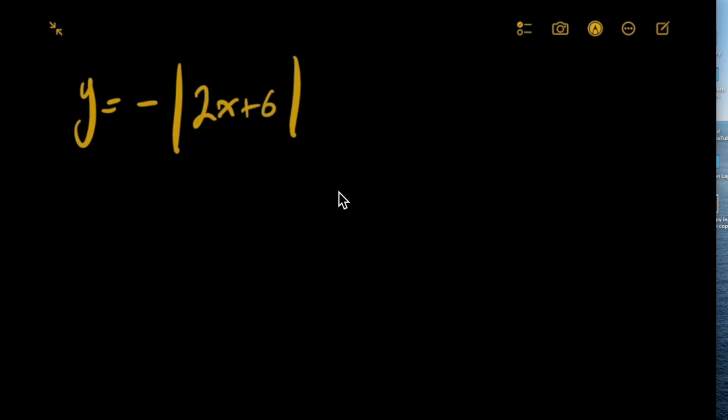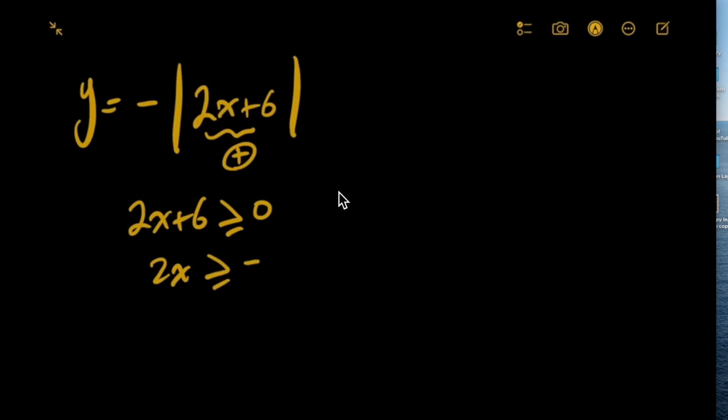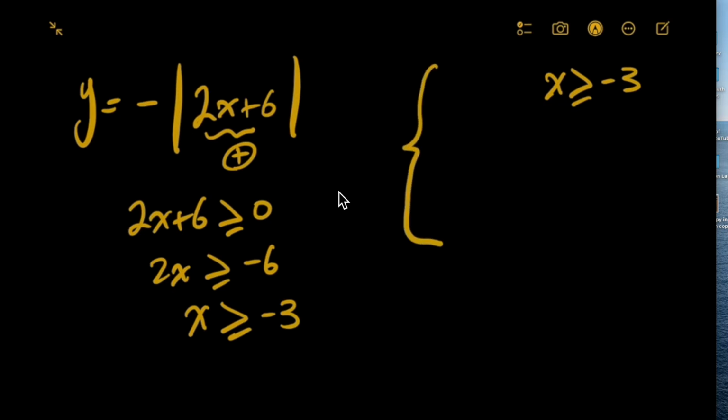Okay, let's do another one. Here we have y equals negative in front of 2x plus 6. Okay, we're going to set this to a positive value, greater than or equal to 0. 2x is greater than or equal to negative 6. x is greater than or equal to negative 3. So for this component, x is greater than or equal to negative 3.